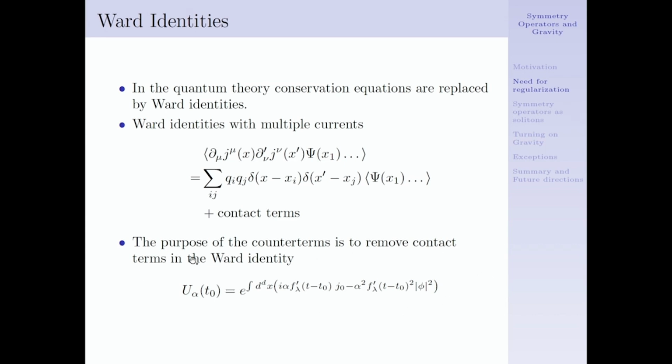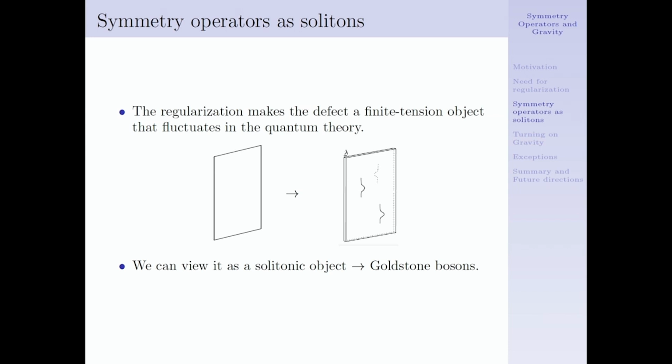And although this operator doesn't look topological anymore because of the scheme we've used, it's still topological because I can deform it and do all sorts of topological manipulations using Fourier definitions. So what we have done so far is I have argued that a topological defect needs to be regulated, and doing so we replace it with a finite tension object, which in principle the quantum theory is going to fluctuate.